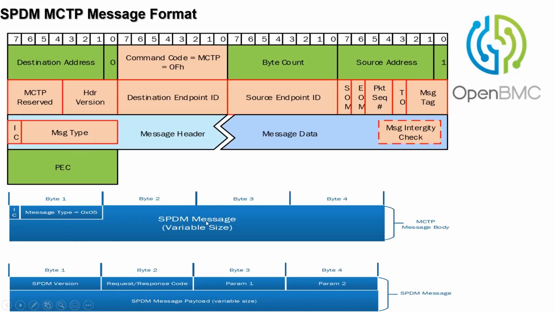Yeah. So when we look at the SPDM message, it will have 4 bytes of header, and the rest will be the SPDM payload. And that starts with the message type, and the rest of the things will be the request or response code. Request code means when the message is coming inside to the SPDM, it will come with a request code, and when we are responding back, the response code should be placed here.